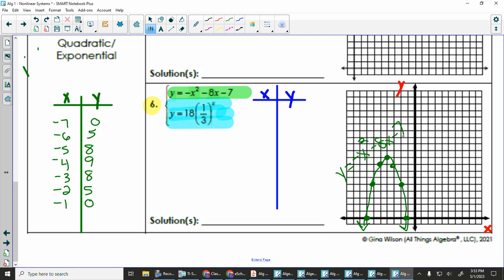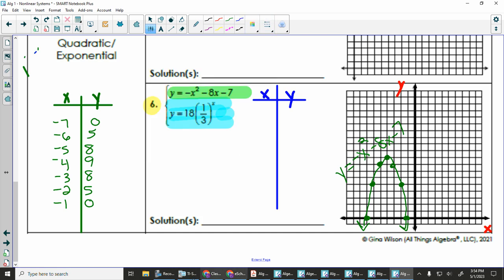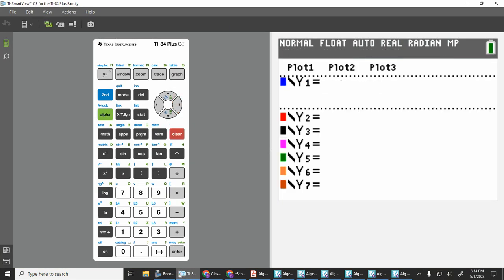We pick out the nice whole numbers, and if we have to, some decimals to be able to estimate. But the important thing is we need to have enough points to get that nice hook shape that we should have for exponential functions. All right, so we're going to go to the calculator, go to our y equals, clear it out, and put in our exponential function. So we have 18 times 1/3 raised to the x power.